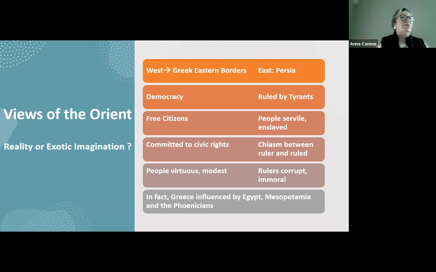And in fact, we have to look at the idea that Greece itself was influenced early in its early culture, was influenced by Egypt, Mesopotamia, and the Phoenician.